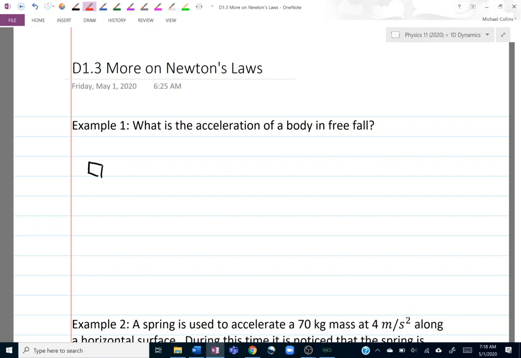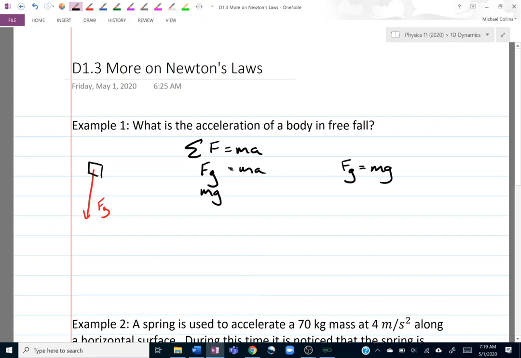If an object is in free fall, by definition that means we're ignoring air resistance and the only force acting on it is our force due to gravity. Which means if we apply Newton's second law, F is equal to ma, our F net statement is only going to contain the force due to gravity, which is equal to mass times acceleration. We also know from our formula sheet that Fg is equal to mg, so we can substitute that value in for Fg, and we get that mg is equal to ma.